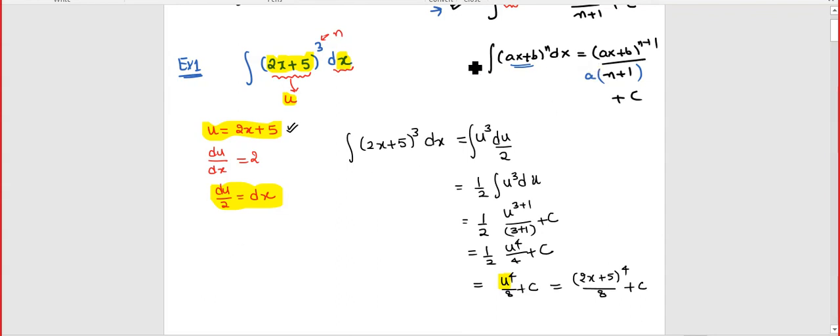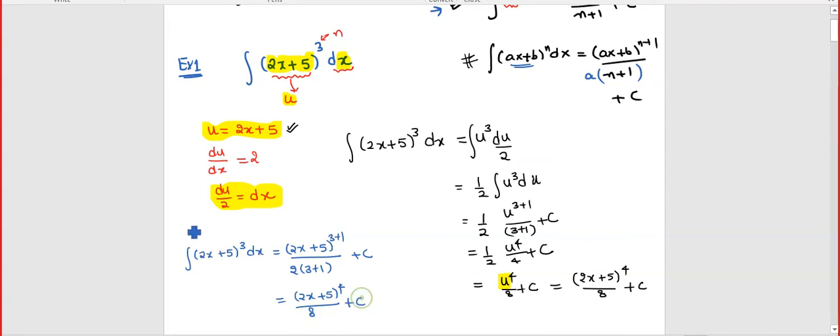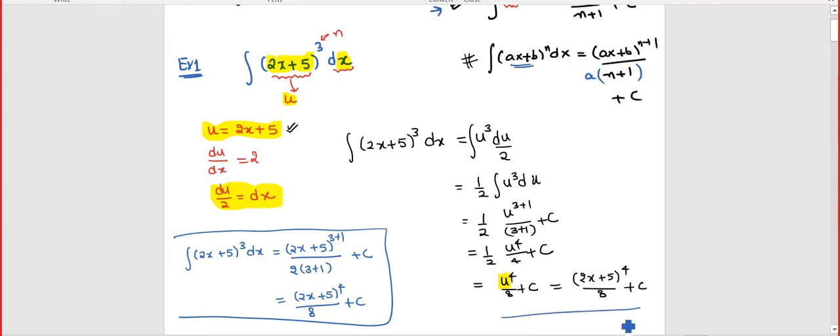Now if we use the direct rule to check our result, see the integral of 2x plus 5 to the power 3 dx. By the direct rule we have 2x plus 5 to the power 3 plus 1 over 2 times 3 plus 1, plus c, which is 2x plus 5 to the power 4 over 4 times 2, which is 8, plus c. So you have both the ways. This is how the rule is derived, by using the method of substitution.